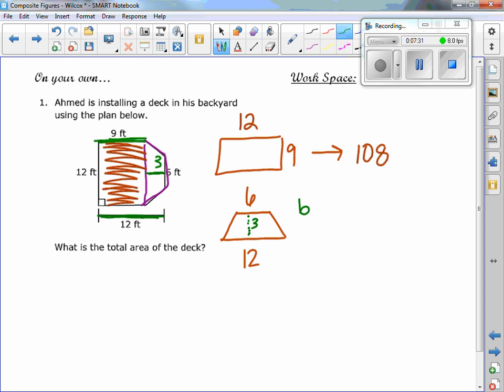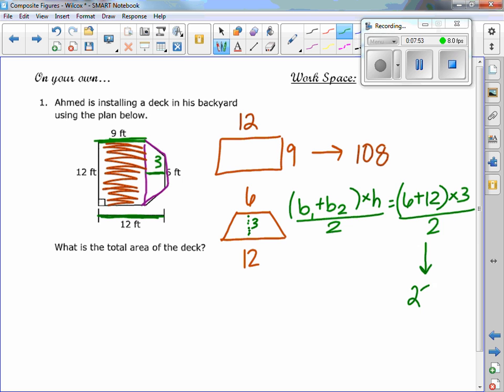The area of a trapezoid is base 1 plus base 2 times height divided by 2. So 6 plus 12 is 18 times my height of 3. 18 times 3 is 54. Divide that by 2, so the area of your trapezoid is 27 feet squared.